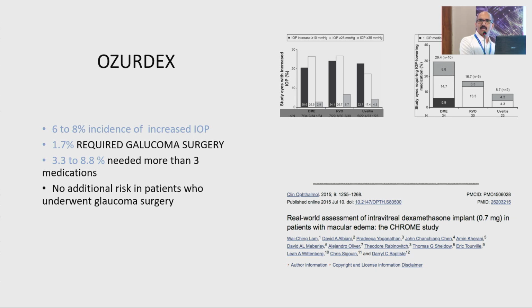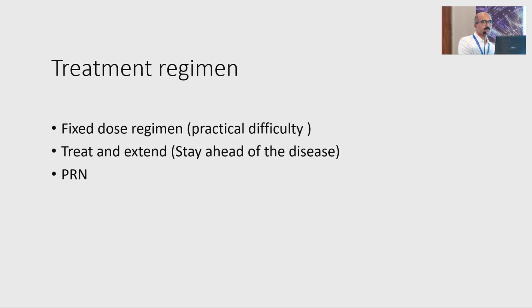Coming to Ozurdex, the moment you think about a dexamethasone implant, you talk about cataract and glaucoma. I know cataract is reversible, but if you look into the details of glaucoma, 6 to 8% of the patients had glaucoma, but the good news is most of them were controllable with topical medications.